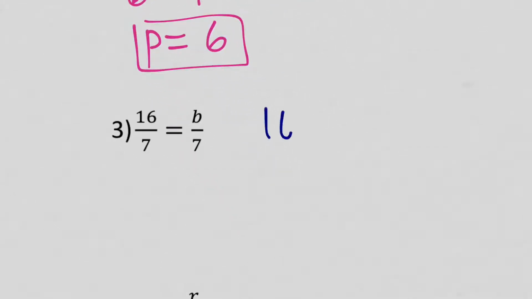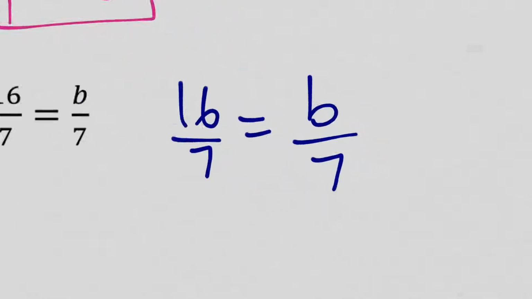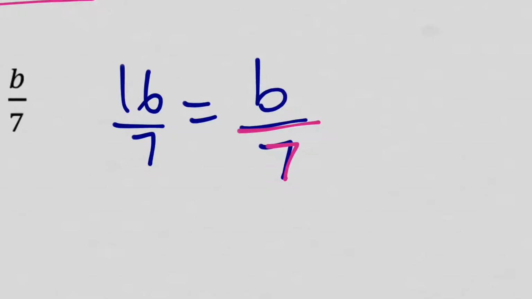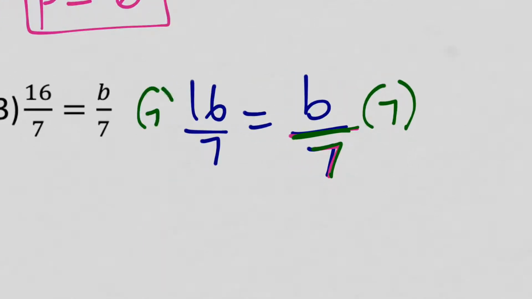Question 3 is 16 divided by 7 equals b divided by 7. Well, the number divided by 7 is what's underneath the b. I want to get b by itself. So in this case, the opposite of dividing by 7 is to multiply both sides by 7.